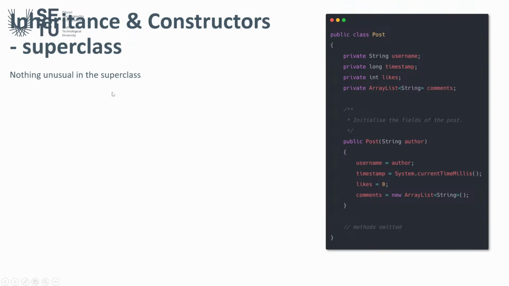If we look at our superclass, there's nothing unusual. It's just creating a constructor, giving it initial values. In our constructor, we're taking in whatever the current time is in milliseconds, and we're setting our likes to 0, so we're giving it an initial value, and we're constructing our comments in an array list.